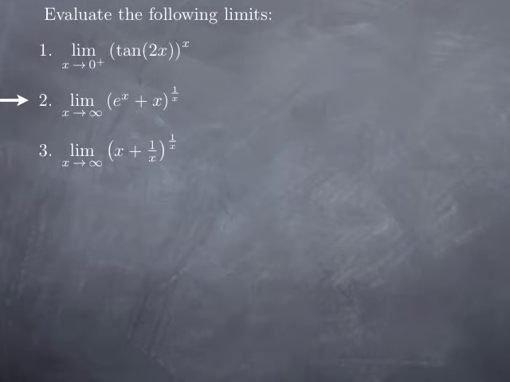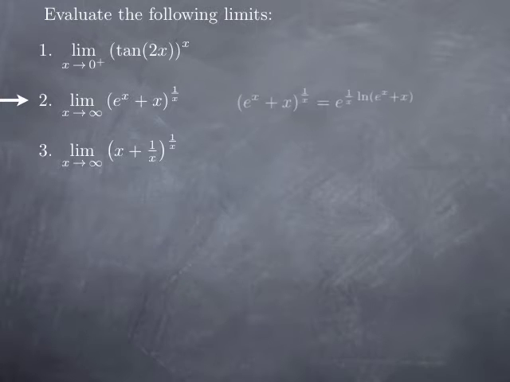Moving to the second example, we're looking for the limit as x is going to infinity of e to the x plus x, all of this to the power 1 over x. So what we have in the base goes to infinity, and the exponent 1 over x goes to 0. So we have an indeterminate power of the form infinity to the 0.